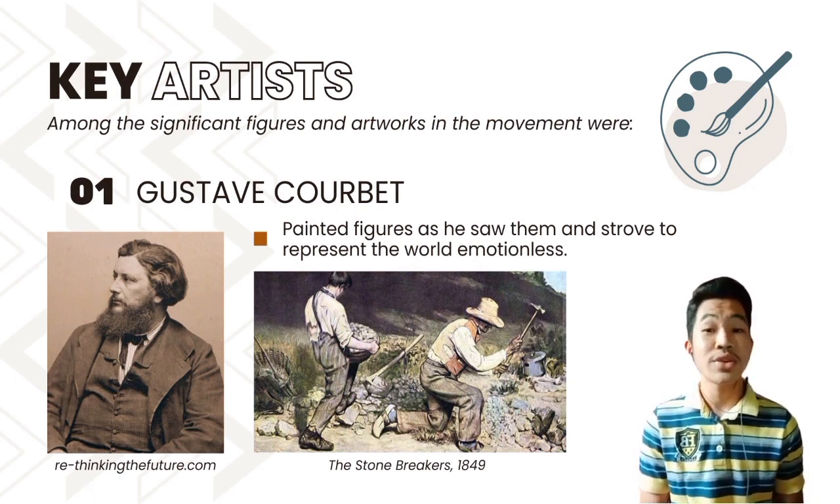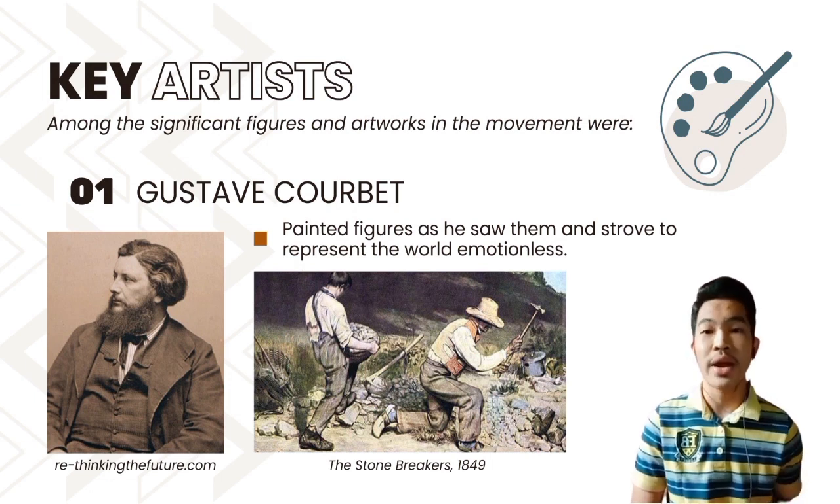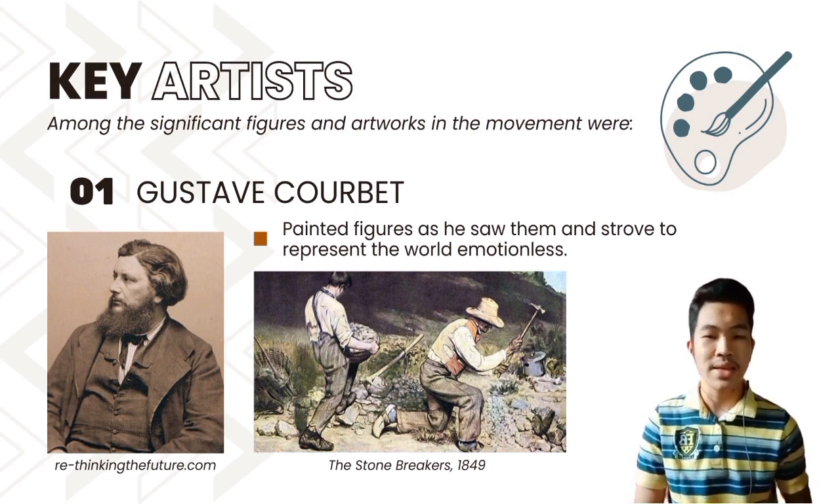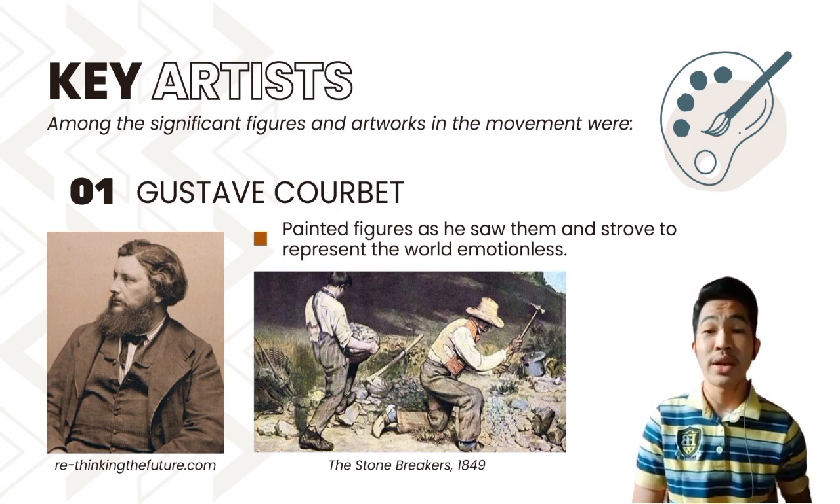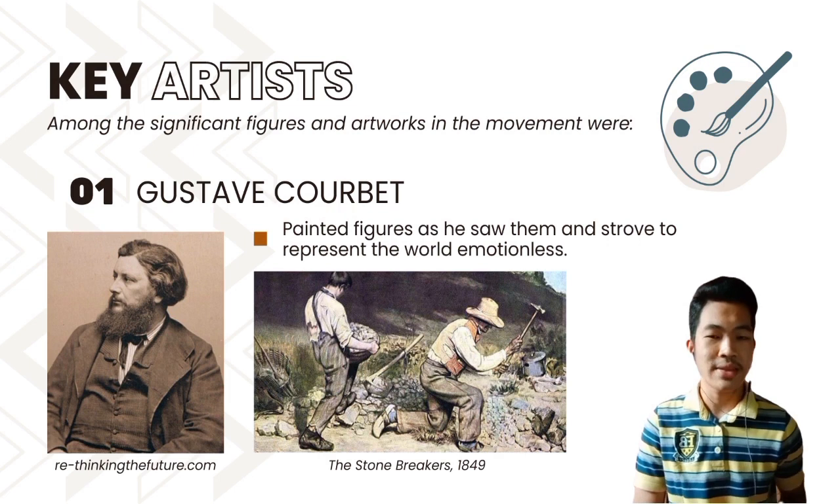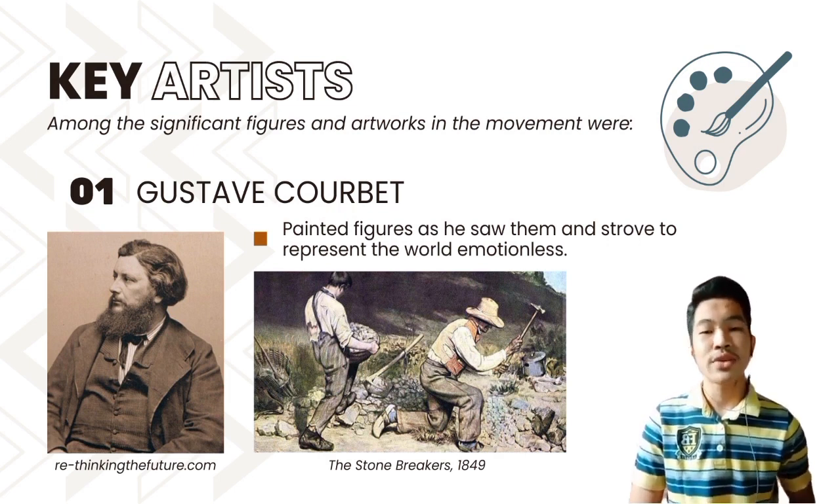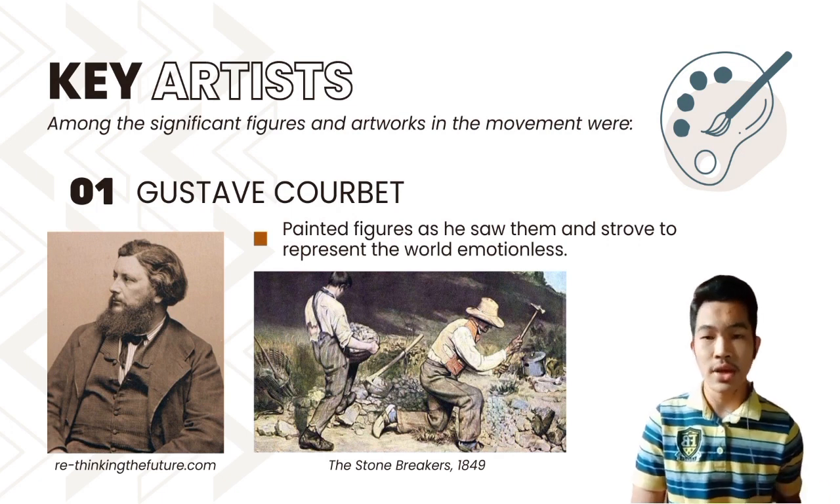Several 19th century French artists helped to establish the ground rules for realism with their paintings. Among the significant figures and artworks in the movement were number 1, Gustave Courbet. Often referred to as the father of realism in art, Gustave Courbet painted figures as he saw them, no matter how ordinary they may have been.